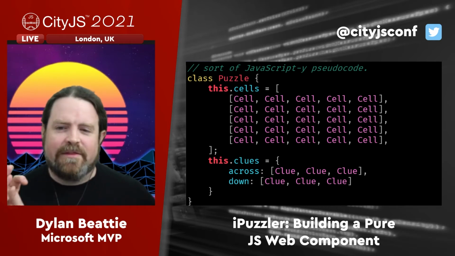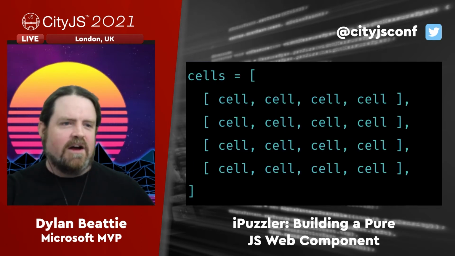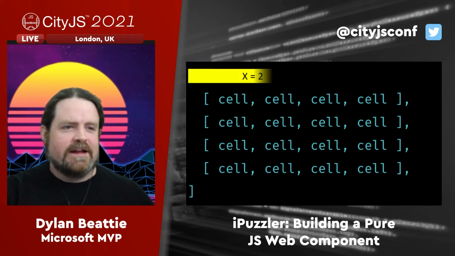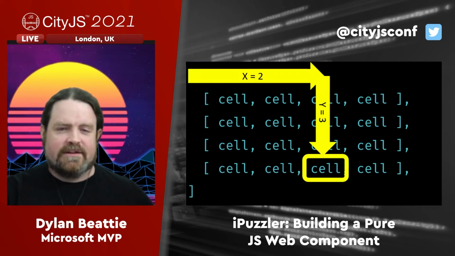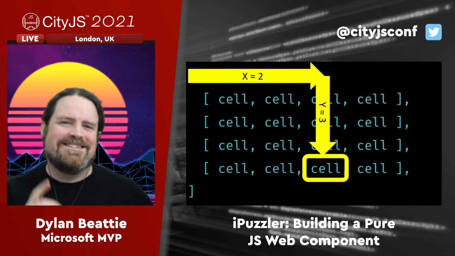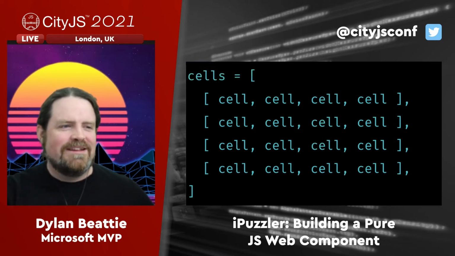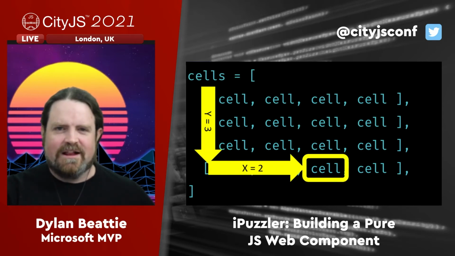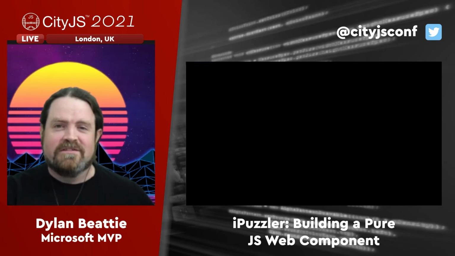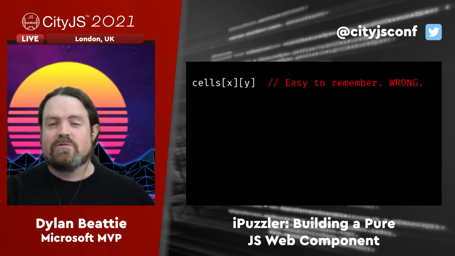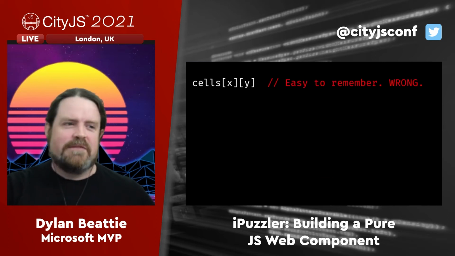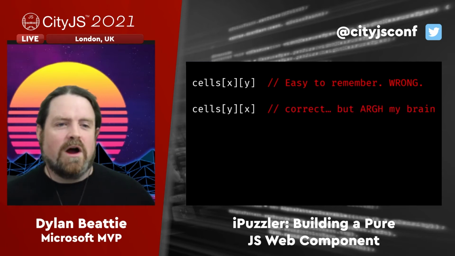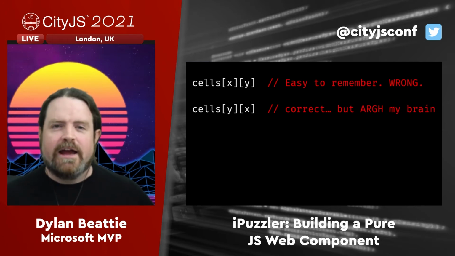Now that grid of cells is a bit of a headache in JavaScript. If you're working with 2D arrays, you think of it in terms of that's the X coordinate, and that's the Y coordinate, and that's the cell that I want to talk to, right? But because the arrays are nested the other way around, you need to index them by providing the Y coordinate first and then the X coordinate, and that'll give you the correct cell. This was just a total nightmare. Cells X, Y, that's how we think. X, Y coordinates, alphabetical order, every piece of maths homework you ever did in your life, X first, then Y, easy to remember, intuitive, wrong, doesn't work, bad. Cells Y, X, that is correct, but argh, my brain, I cannot think like that.